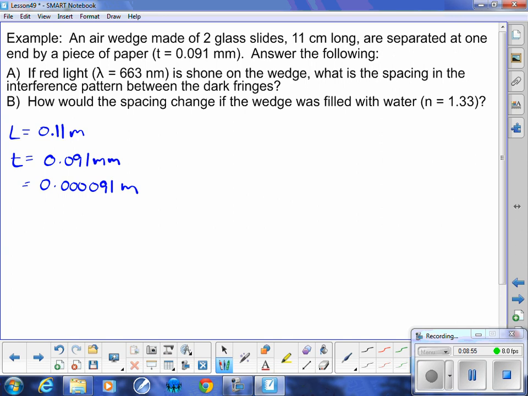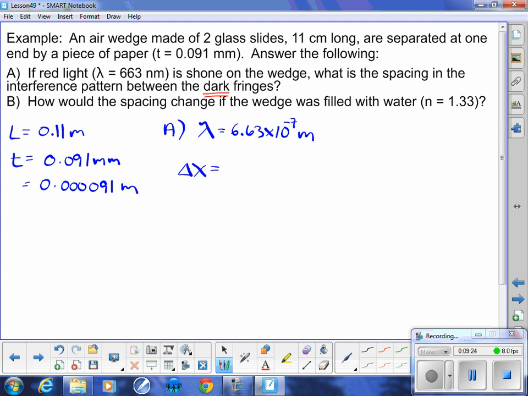We're going to answer the following. So I guess we're heading into part A. If red light, so now we know lambda, it's given information, 6.63 times 10 to the negative 7th meters is shone on the wedge, what is the spacing in the interference pattern between dark fringes? It really doesn't matter, bright fringes, dark fringes, it's the same formula. So we are looking at determining the bandwidth here.